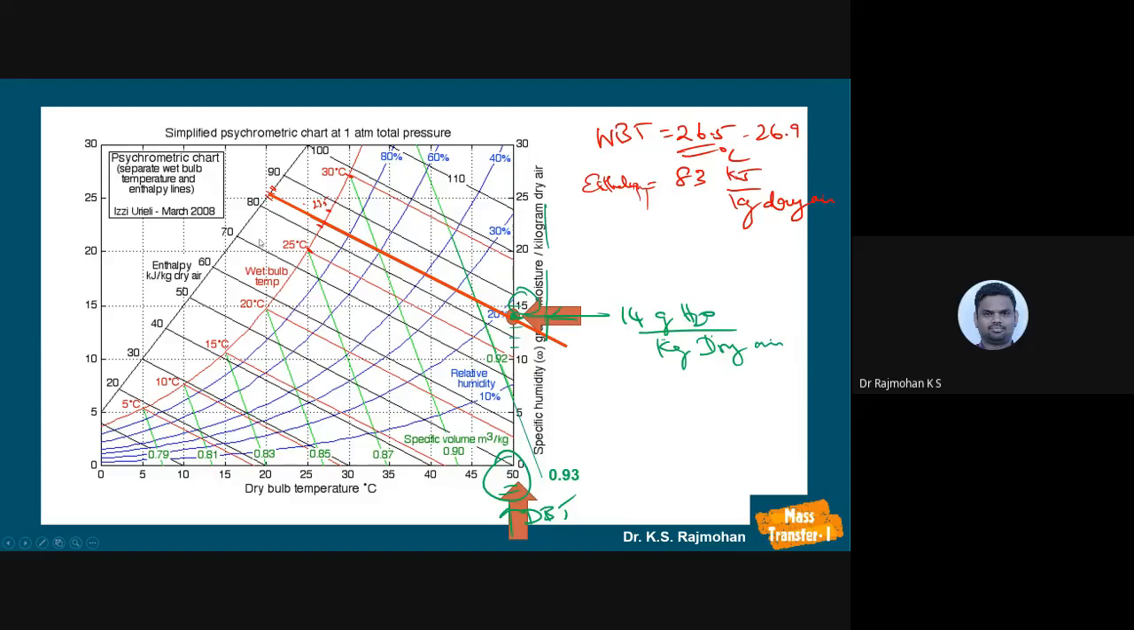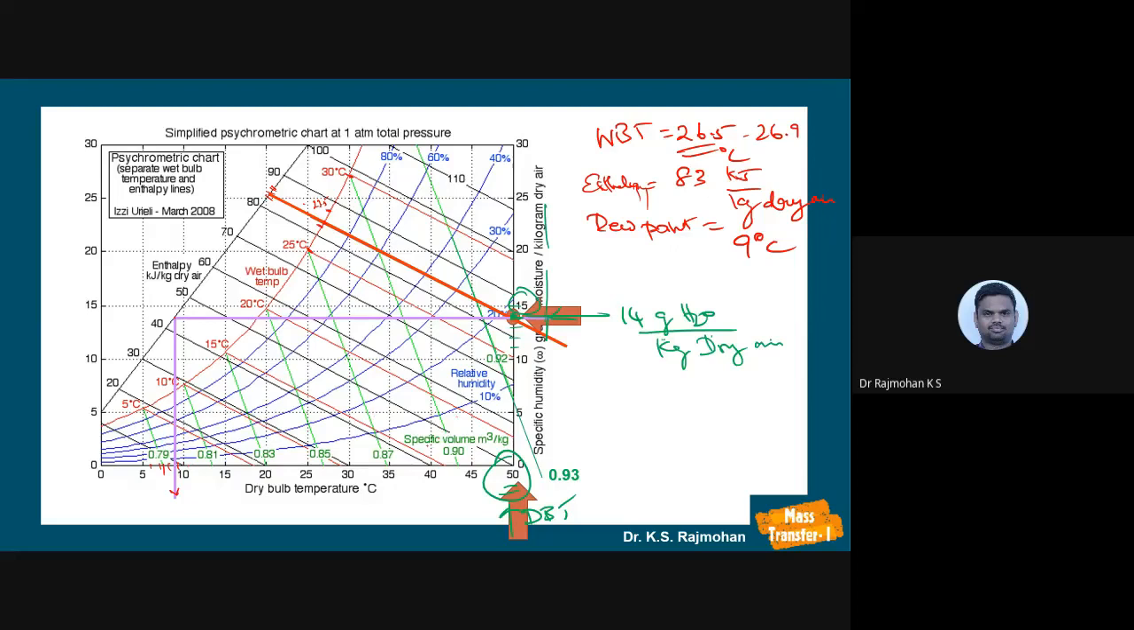So what else can we get? We can get the dew point temperature. Dew point temperature is this one. If you draw a line up to here, the corresponding x-axis value is this. Half of it is 7.5. Let me say 6, 7, 8, 9. So it is almost less than 9. Okay, so the dew point is around 9 degrees Celsius.